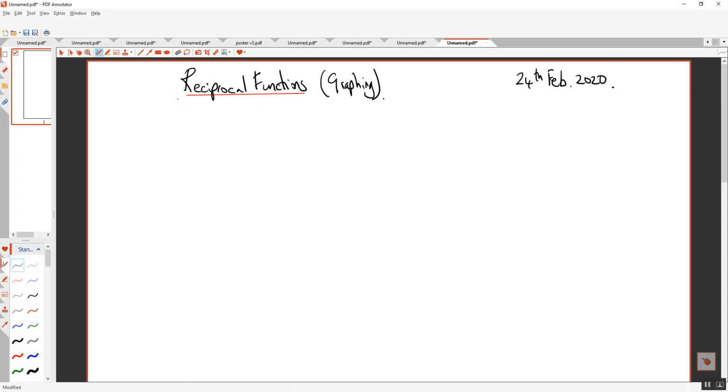Right, so when we come to graph reciprocal functions, they are no different to graphing anything else, okay? You have to first off find, what do you think first?